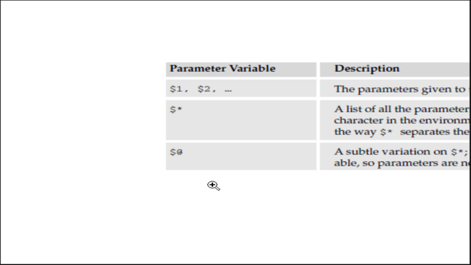$1, $2, $3, and so on, which are the parameters given to the script at the command line. And $* is a list of all the parameters in a single variable separated by the first character in the environment variable IFS. If the IFS is modified, then the way the $* separates the command line into parameters will be modified. But $@ is a variation of $* and it doesn't use the IFS environment variable, so the parameters are not run together even if IFS is empty.